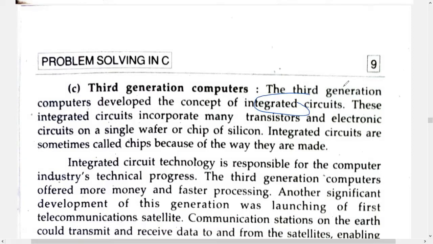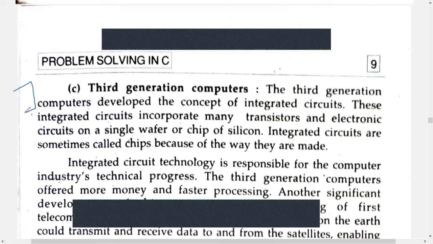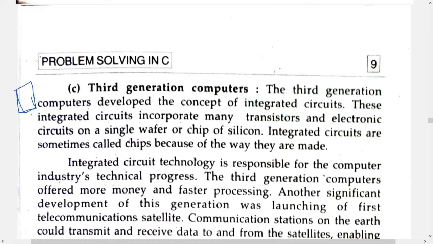In the third generation, computers developed the concept of integrated circuits, ICs. Earlier, transistors; now ICs. These integrated circuits incorporate many transistors and electronic circuits on a single wafer or chip of silicon. Integrated circuits are sometimes called chips because of the way they are made. So, silicon chips: nowadays, if you open the desktop, you can see a little board and black chips on it. These are the silicon chips. These chips are the integrated circuits.